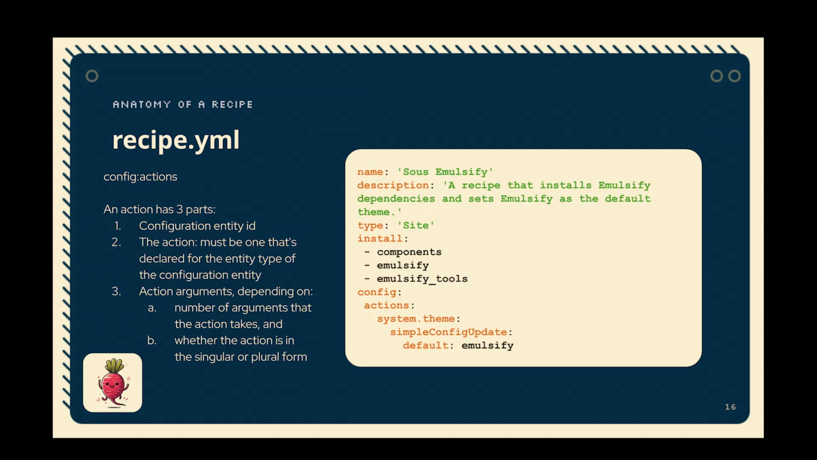The next part is really the config actions. So config action really has these three parts. The actual ID of the configuration that you want to manipulate, so either to create from scratch or to update in this case. The actual action that you want to take, so in this case we're using simple config update. And then the actual arguments, so sort of the key and the value. How many you need and which ones you can use will vary based on the actual action that you're using.